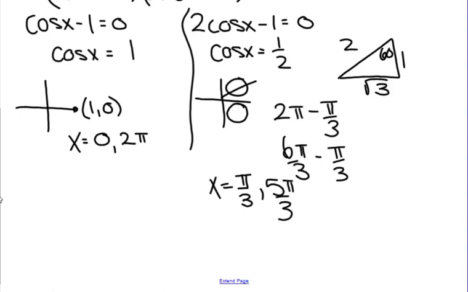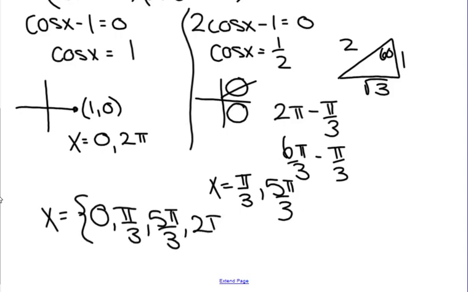So then finally, we're going to write our final solution. So x is equal to, we typically start with our lowest and go in increasing order. That is the proper way to write that.